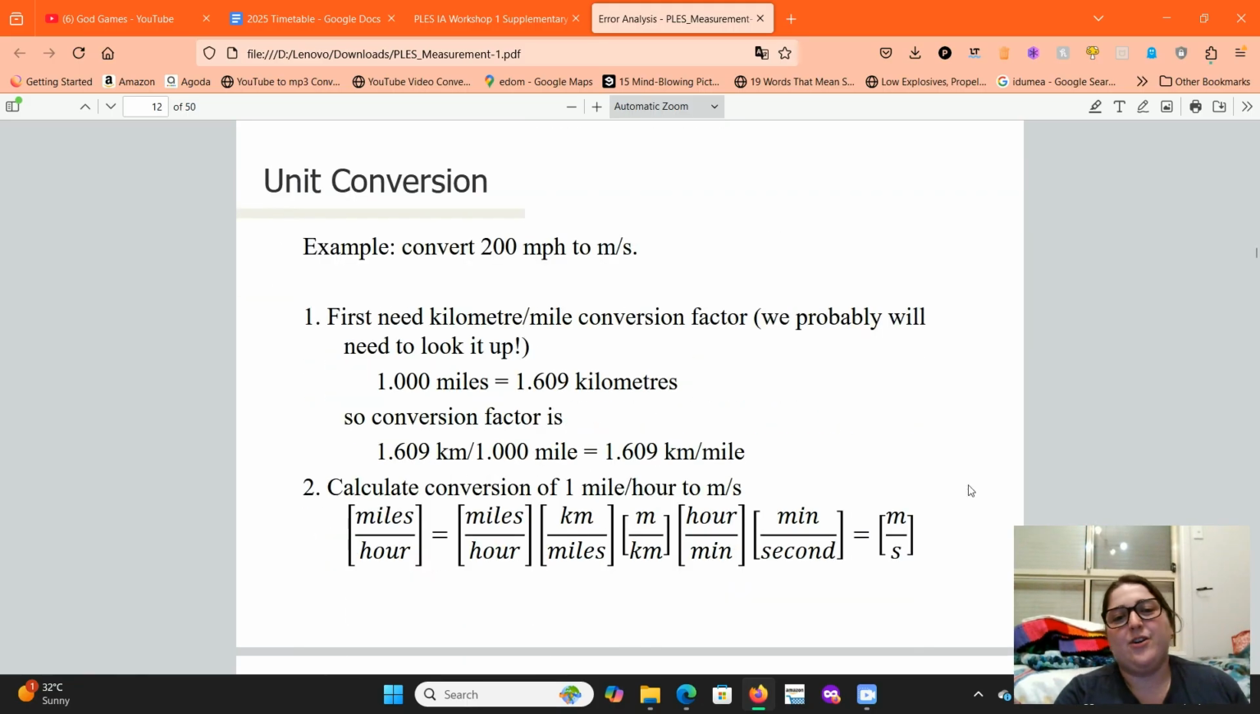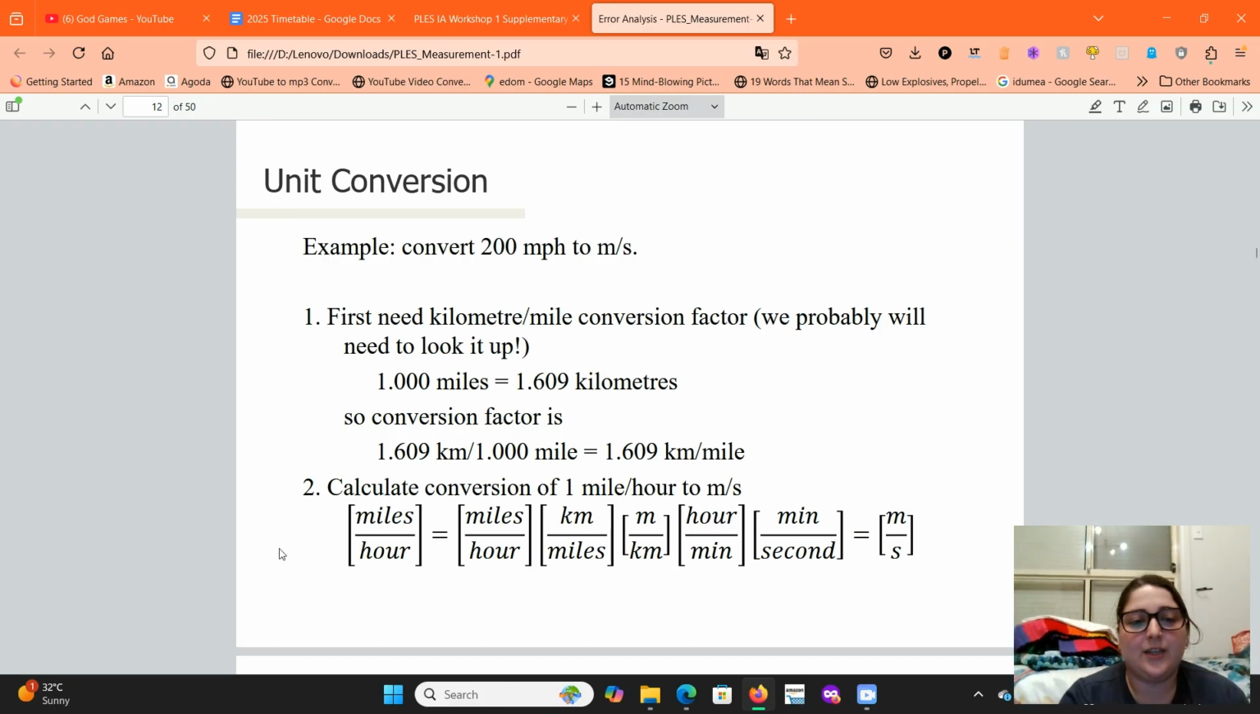So we are going to go through an example of converting miles per hour into meters per second. First you need the kilometer to mile conversion factor, which is, for you guys, 1.6. They're a bit more specific here, where 1 mile is 1.609 kilometers. If you want to remember that number, that's fine. If not, 1.6 is fine. So the conversion factor to go from miles to kilometers is 1.609 kilometers per mile.